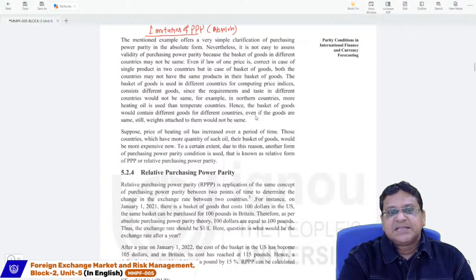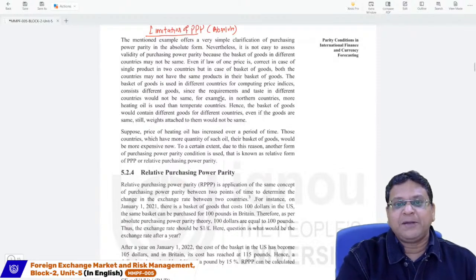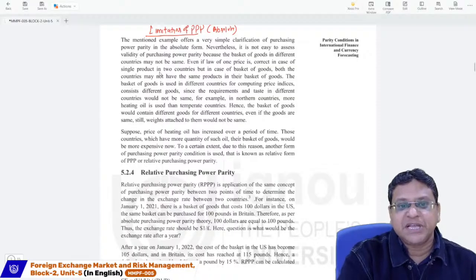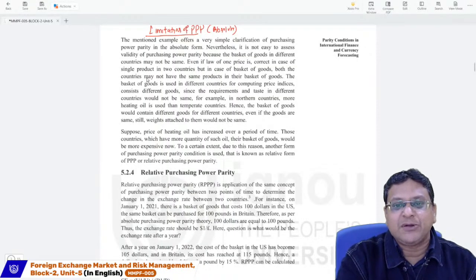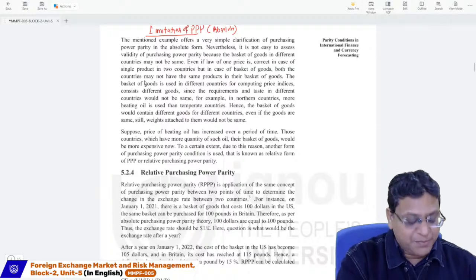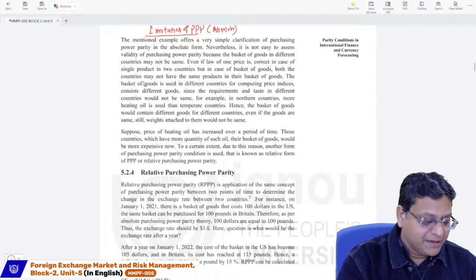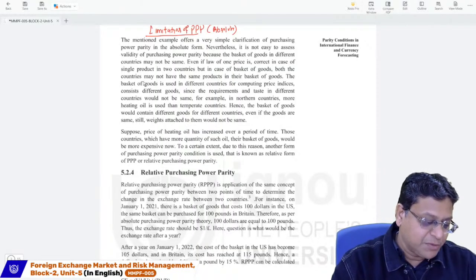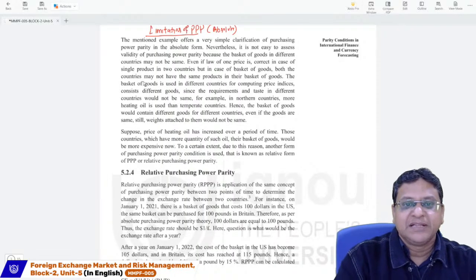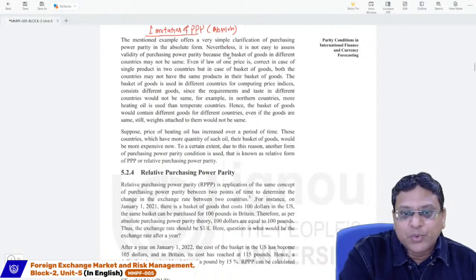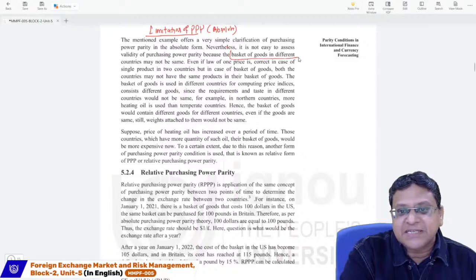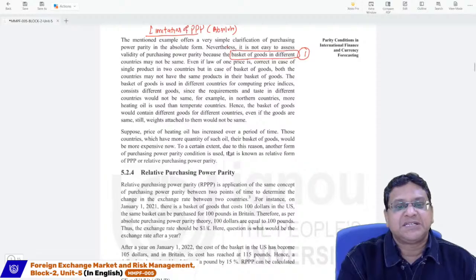what is the content of the basket? Even if the price is correct in the case of a single product, the content of the basket may not be similar. There may be different goods in the different baskets. This is the first limitation.